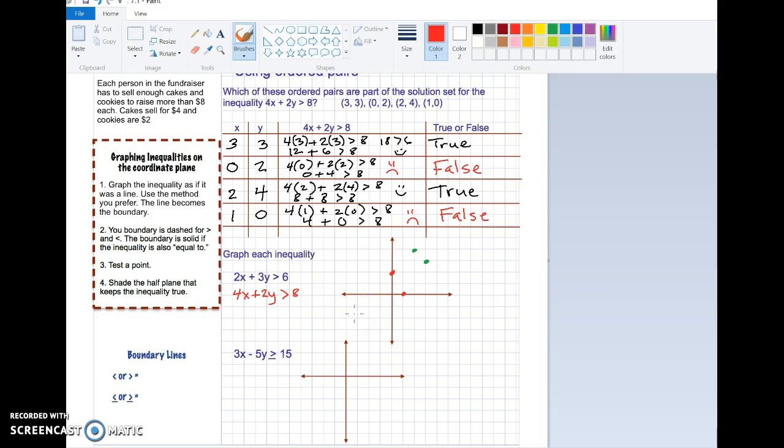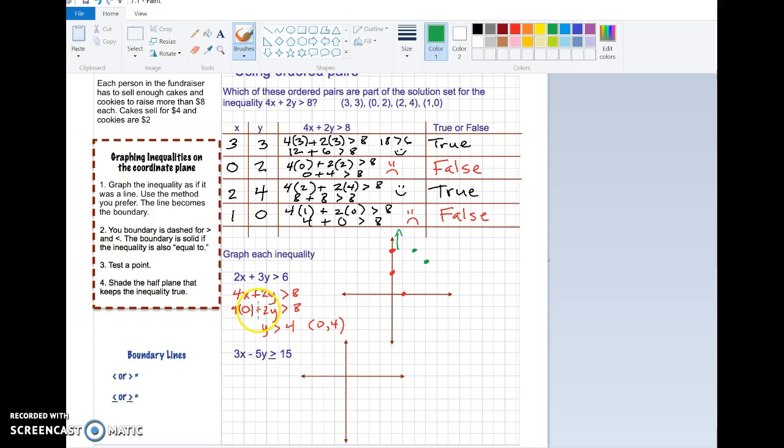And I think I can figure it out by thinking about, what if I sold 0 cakes? X is my cakes, so how many cookies would I have to sell to make more than 8? Well, I would have 2y is greater than 8, so y would have to be greater than 4. So the point 0, 4, which is just my y-intercept, is going to be right up here. 1, 2, 3, 4. So everything greater than 4 up this way should work, right?